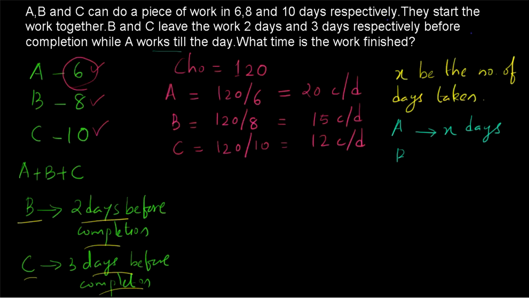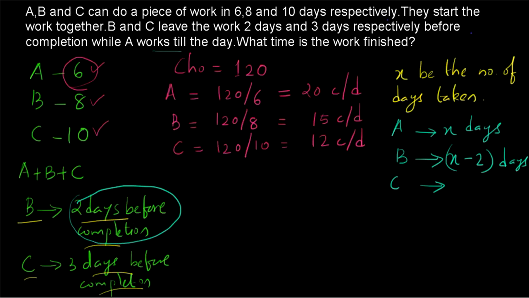Now, B is working for how many days? B is leaving 2 days before completion. So X days are taken for completion and B is leaving 2 days before the completion. That means B is working for X minus 2 days. And what about C? It is given C is leaving 3 days before completion. So X days are taken for completion and C is leaving 3 days before that. So C will be totally working for X minus 3 days.